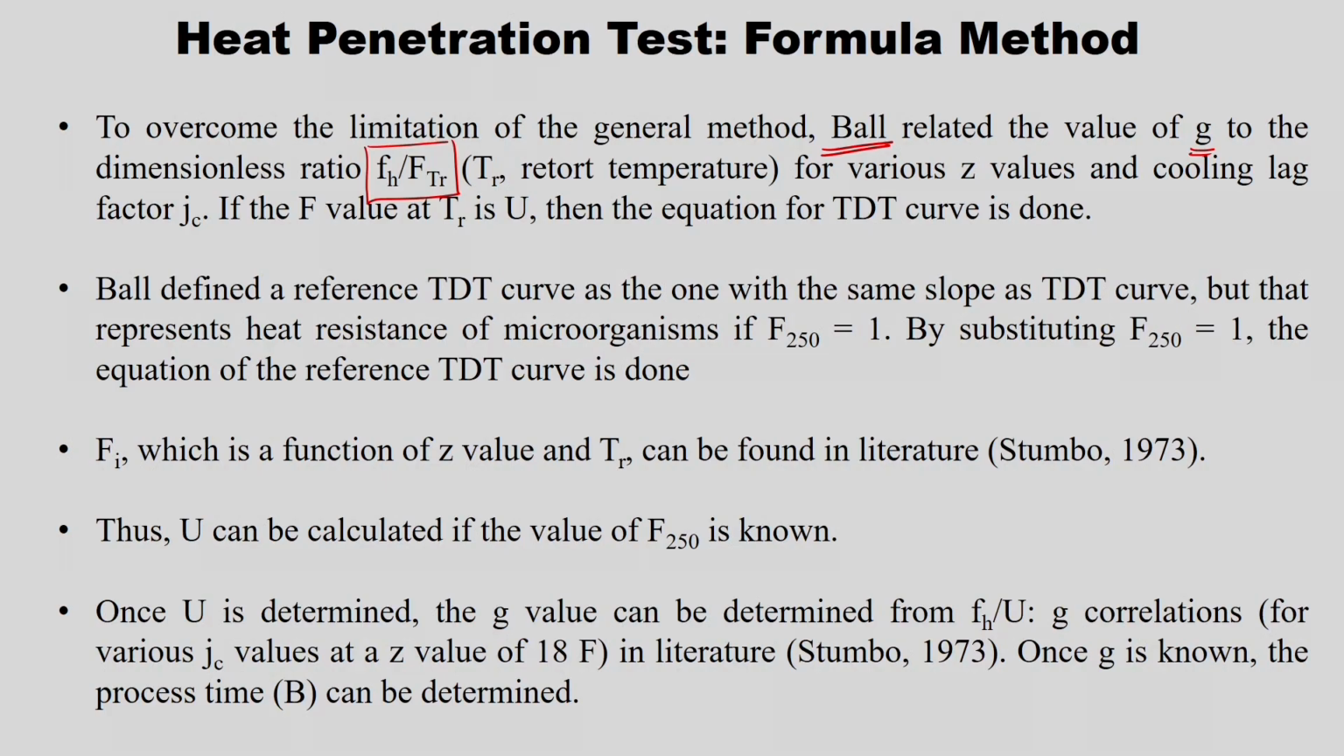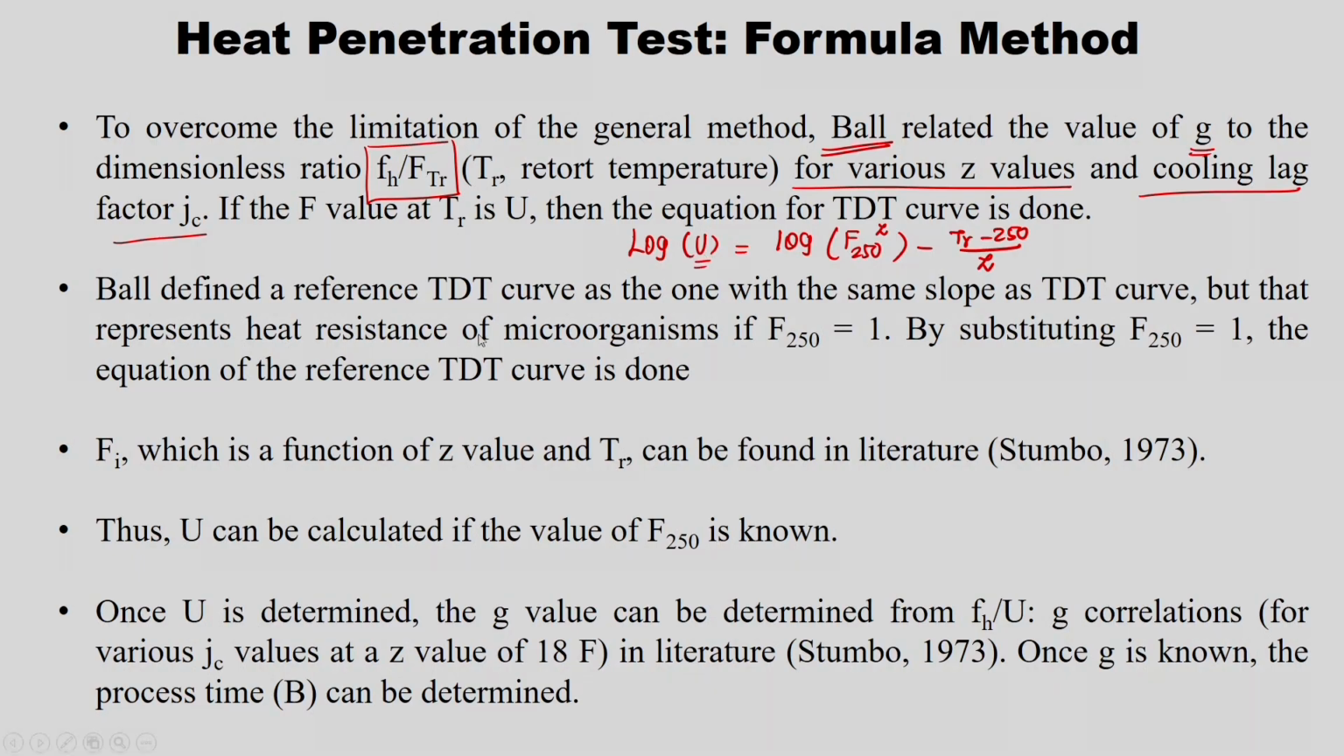Tr is the retort temperature for various Z values and cooling lag factor Jc. If the F value at Tr is u, then the equation for the TD curve is done. So, instead of G, he introduced log of u, which is log of F250 over Z minus Tr minus 250 upon Z. So, he introduced the factor u here instead of G.